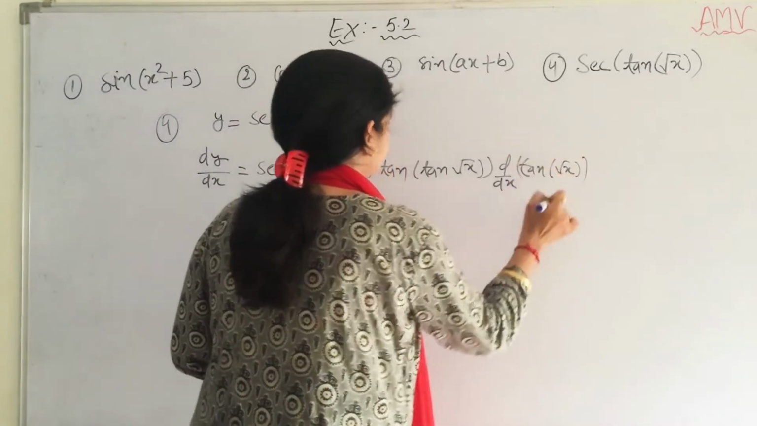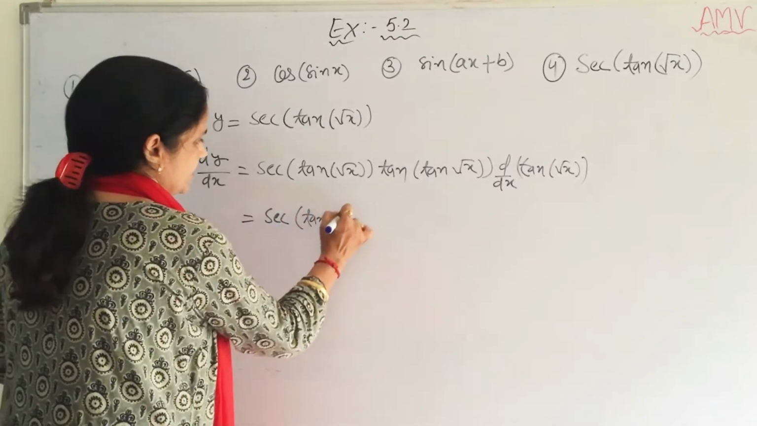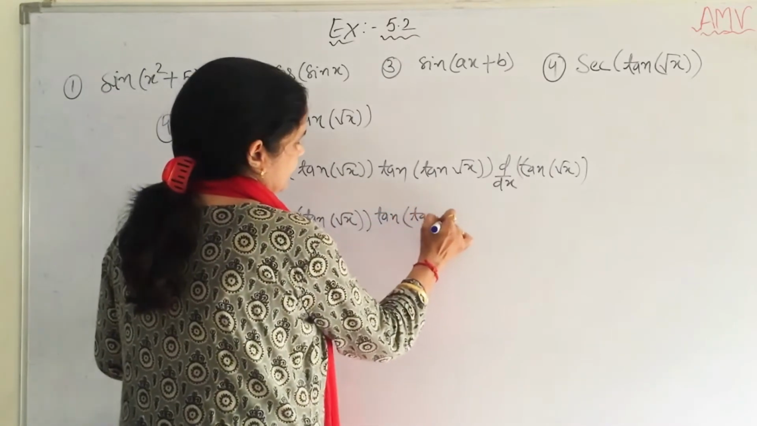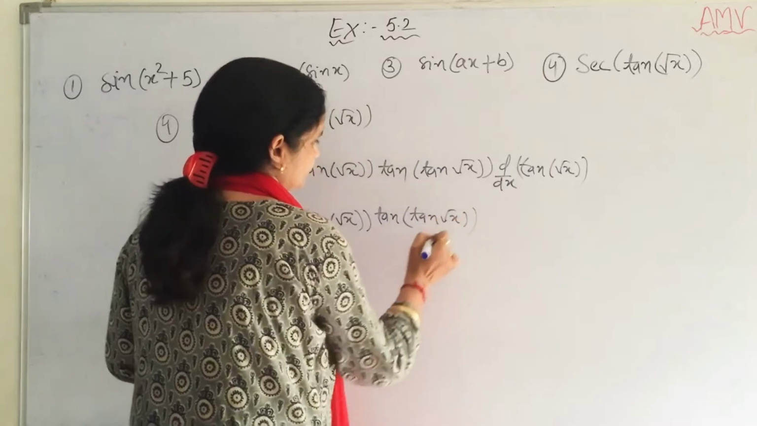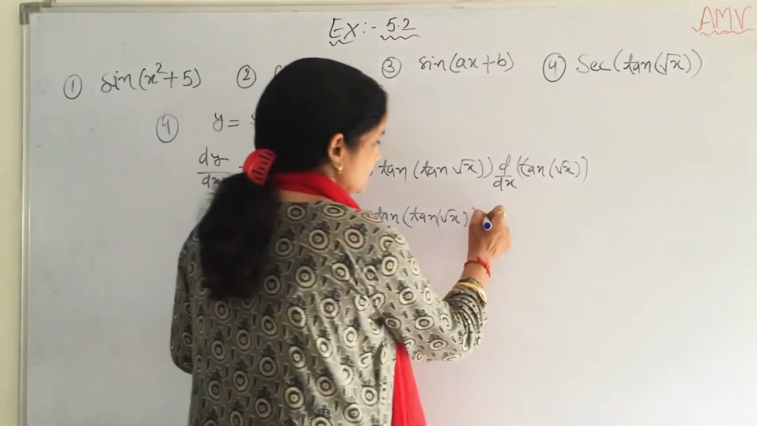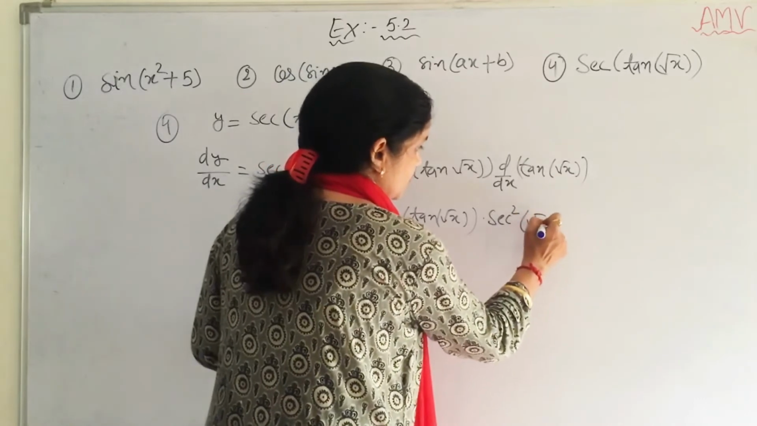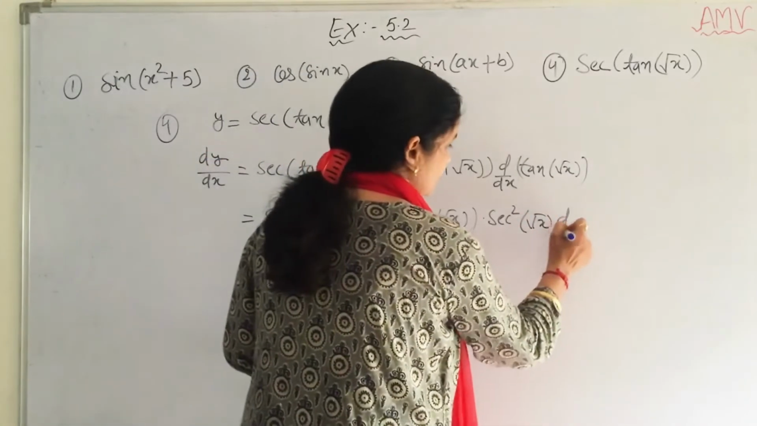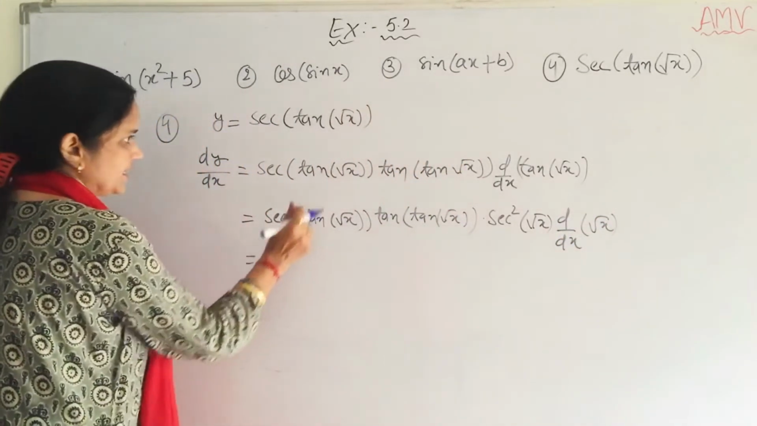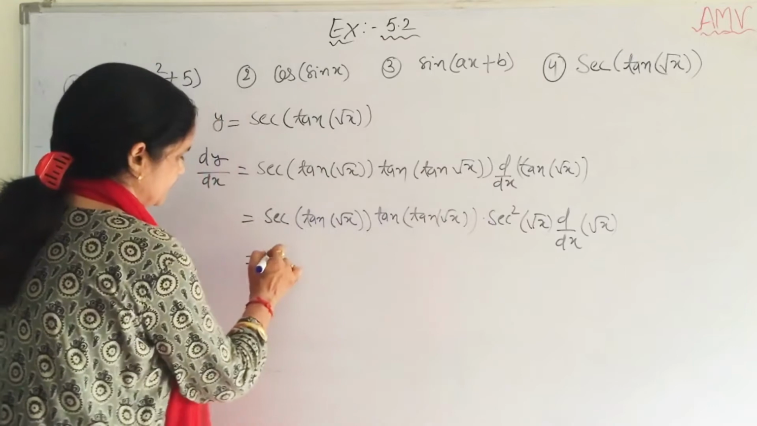In the next step, here it is sec (tan root x) tan (root x), and now the derivative of tan x is sec square x. In place of x, here it is root x. So again we have to take the derivative of root x. And write all these terms in a product. Don't write a plus sign here.